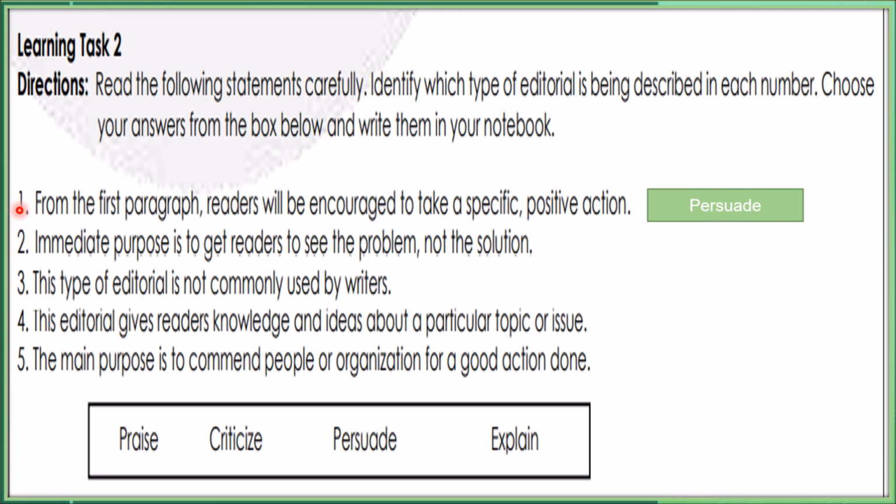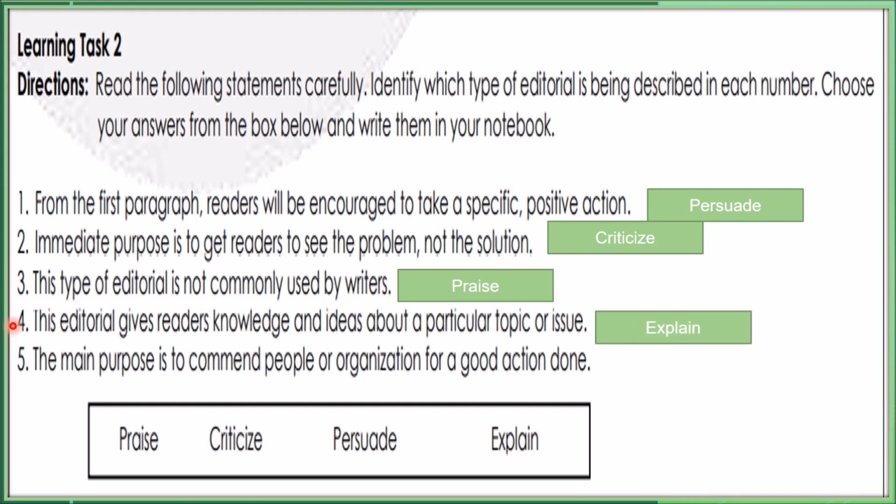So, number 1, if your answer is persuade, you're right. Good. How about number 2? What is your answer? Okay, nice. Your answer is criticize. How about number 3? What is your answer? Okay, good. It is to praise. And how about number 4? Okay, good. Explain. And the last one, number 5, what is your answer? Yes, it's praise.